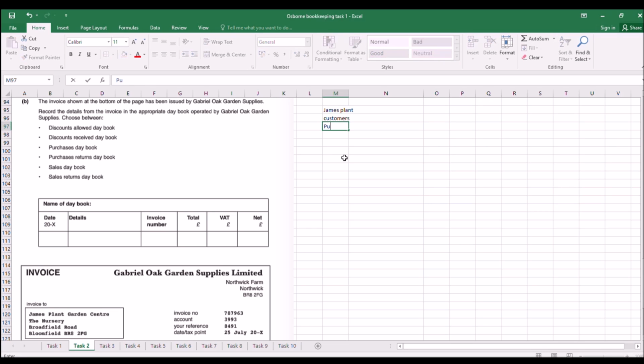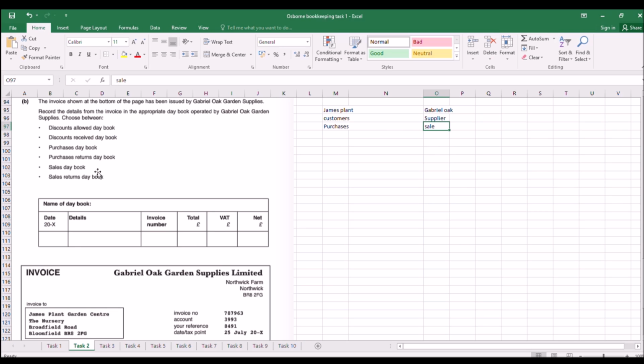So from their perspective, it will be purchases. And we've got Gabriel Oak, and then the supplier. So from their perspective, this is a sale. Who's doing what? What day book have we got? We're in Gabriel Oak's one. Okay, so Gabriel Oak is making a sale. So we're going to go for a sale.